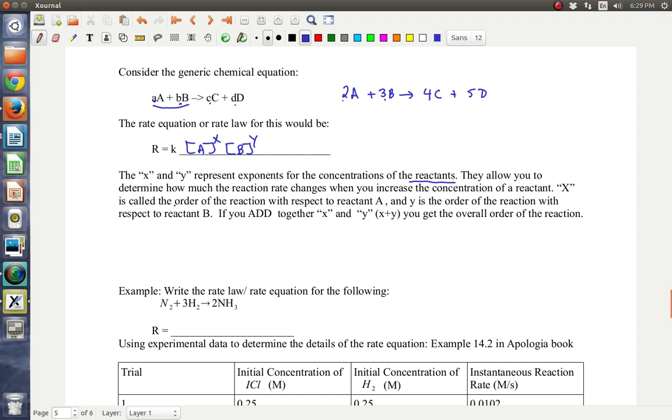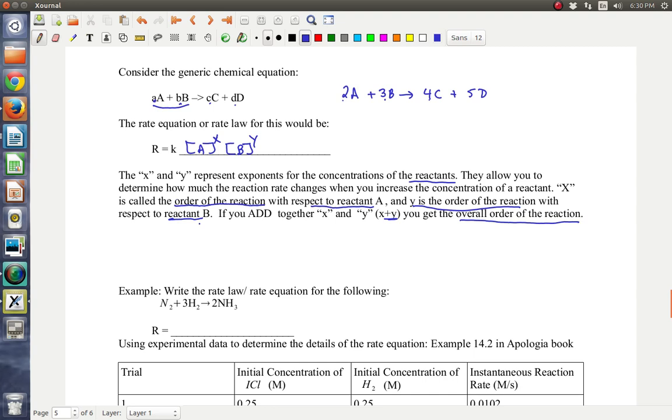X is called the order of the reaction with respect to A. So this X is the order of the reaction with respect to whatever this thing is. And Y is the order of the reaction with respect to reactant B. So if you add together the X and the Y, you get the overall order of the reaction. So let's look at a couple of examples here.